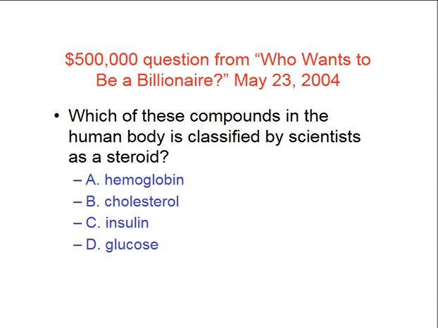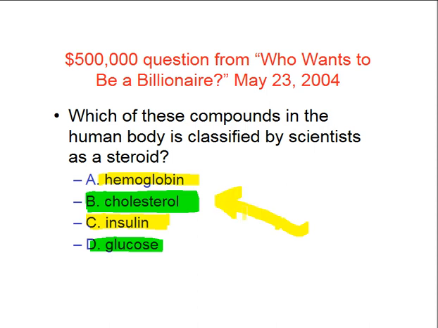And if you know anything about the 4 types of organic molecules, you should be able to answer this question worth $500,000 without any thinking at all. Glucose is a sugar. Cholesterol, we just learned, is a lipid, and in fact it is the base molecule of all steroids, right? So it is the one that's classified by scientists as a steroid. And just if you're interested in knowing, hemoglobin is a type of protein, and so is insulin. So you could have easily answered this question and won yourself $500,000 just because you've gone through the first 4 or 5 weeks of Bio 181.